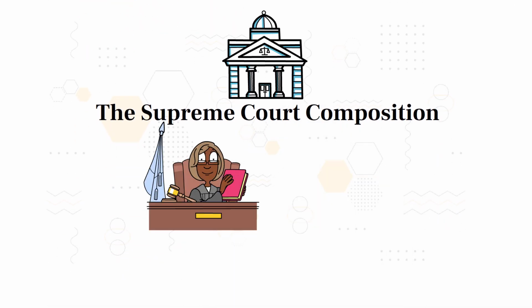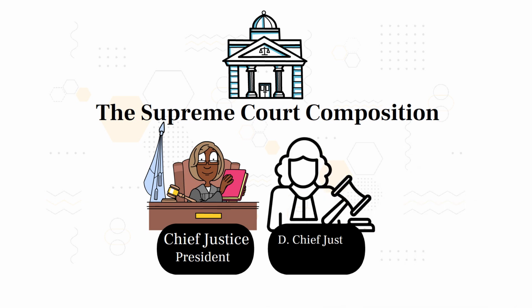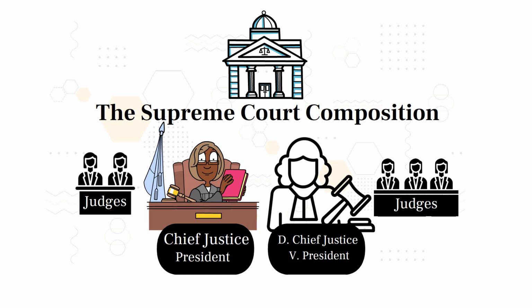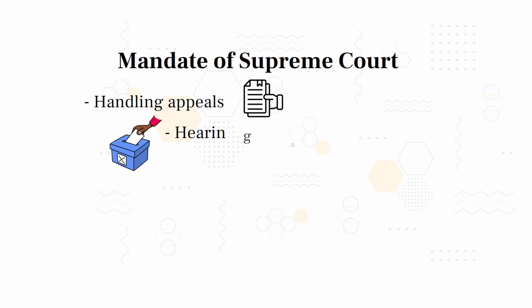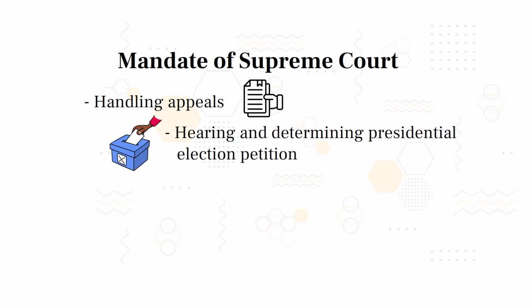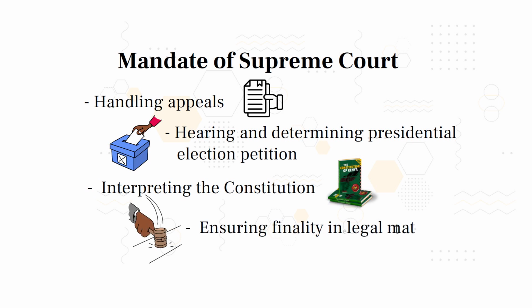It is composed of the Chief Justice, who is the President of the court, the Deputy Chief Justice, who is the Vice President of the Supreme Court, and 5 other judges. This court handles appeals, hears and determines presidential election petitions, interprets the Constitution, and ensures finality in legal matters.